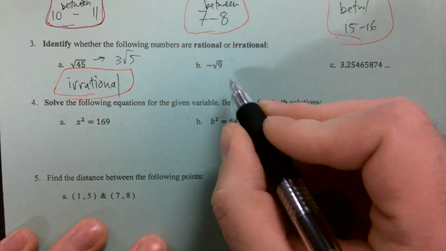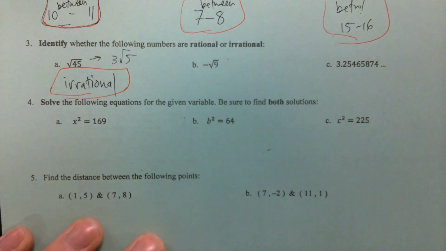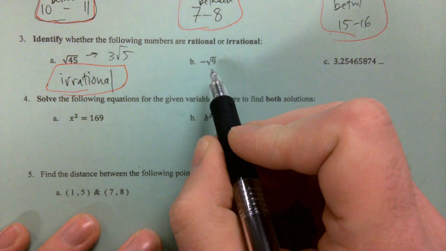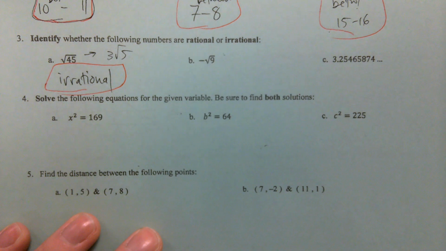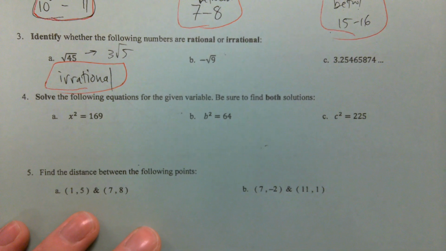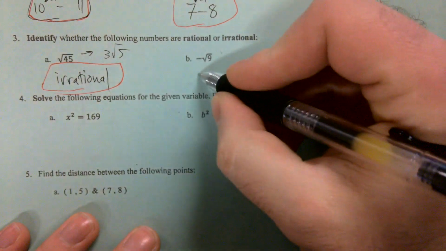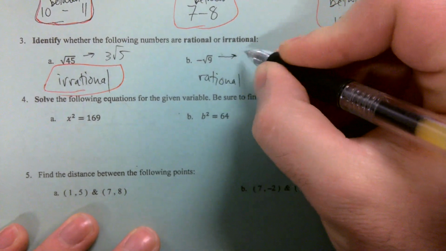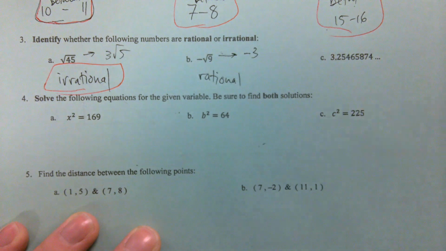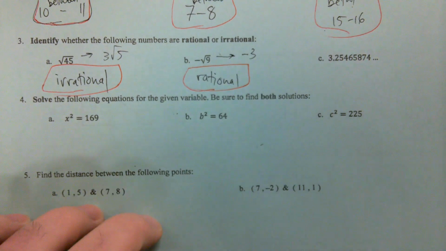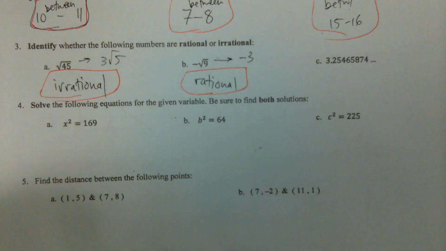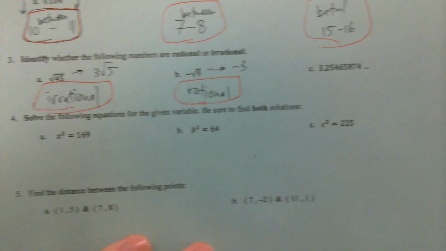Same thing with B. Yes or no? Give me a thumbs up for rational, thumbs down for irrational. Very quick. I'm not going to call you out and say, oh, answer this question, but I do want to see your thumbs. Good. Thumbs up. This is rational. What is the negative square root of 9? Negative 3. That's obviously a rational number. It's also an integer and a real number. That's it.